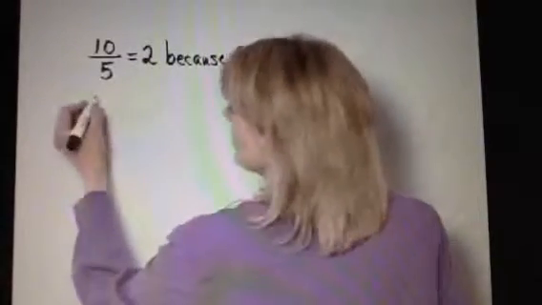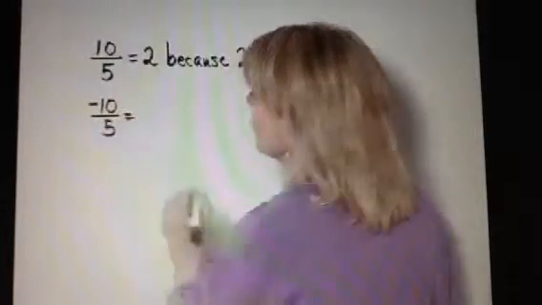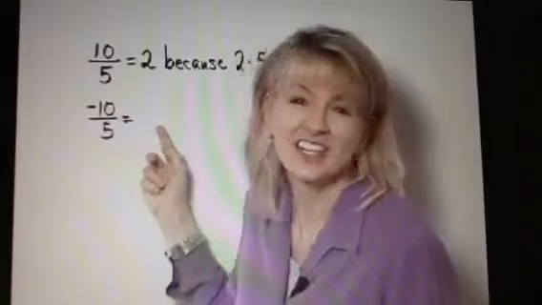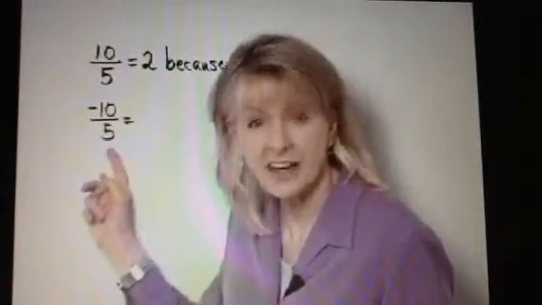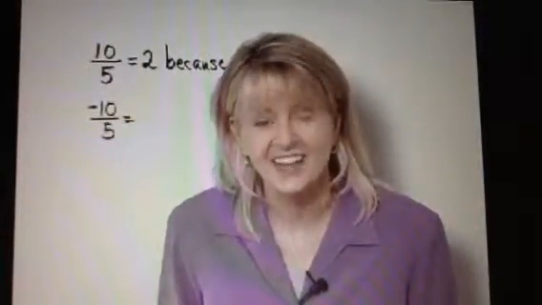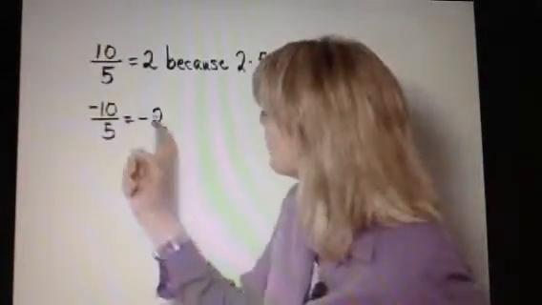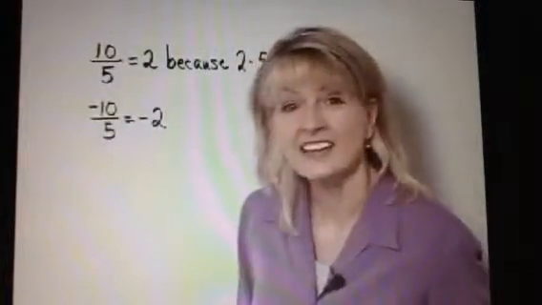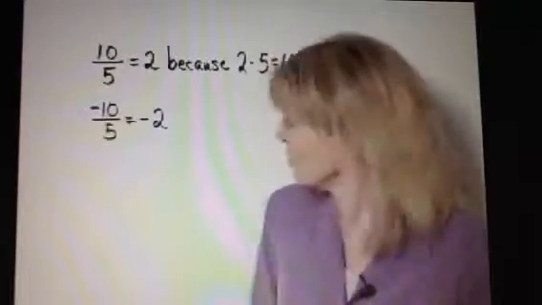So, let's try, say, negative 10 divided by 5. What will that be? Keep in mind how we check division. We check division by multiplying. What number times positive 5 will give us a result of negative 10? That number is negative 2. Negative 2 times positive 5 is negative 10. So I know negative 10 divided by 5 is negative 2.